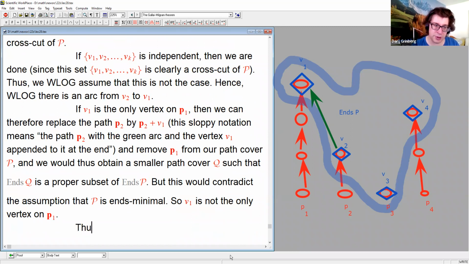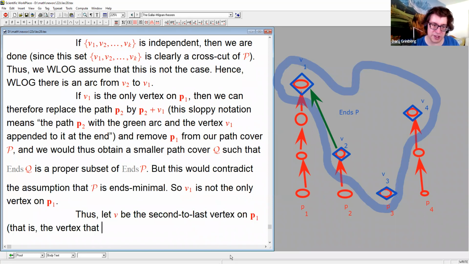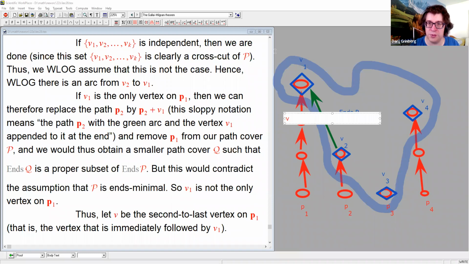So let V be the second to last vertex on P1, so the vertex that is immediately followed by V1. Again, let me annotate this. This would just be V. It's visible, yep. Okay, what do we do now?